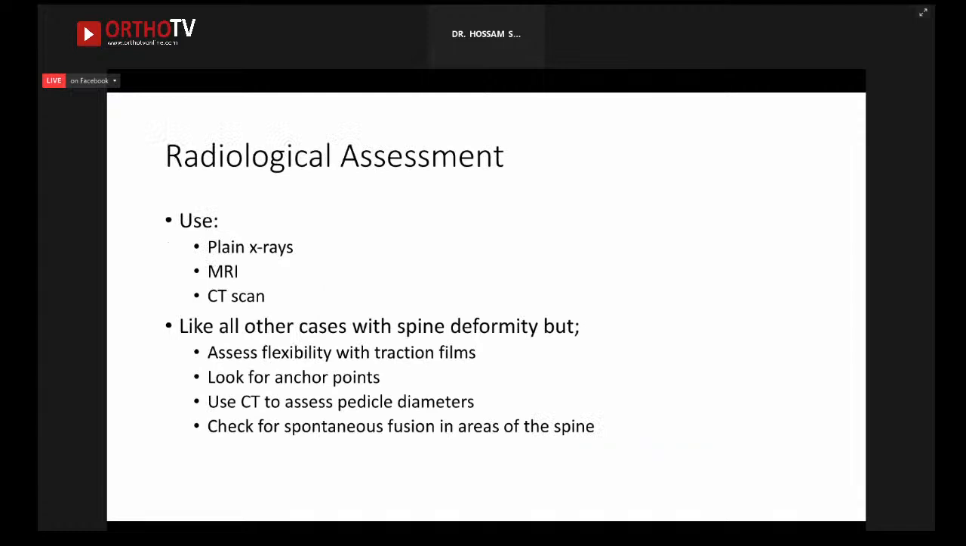For radiological assessment, you always do the standard full-length x-rays and MRI scan to check for the cord, but it's also important to use CT scans because they help you assess the pedicle diameters and can show you areas where there has been surgically induced or spontaneous fusion. You also look at the anchor points in general, and it's very important to assess flexibility with traction films. So severe deformity patients should have assessment of their flexibility by traction films.